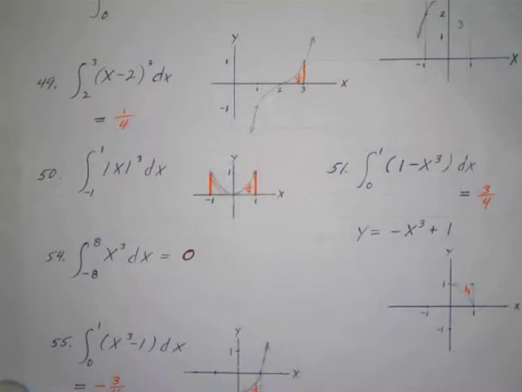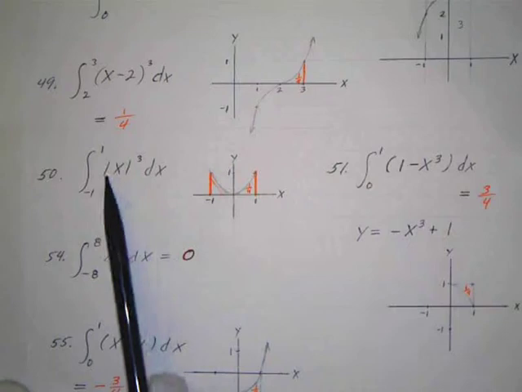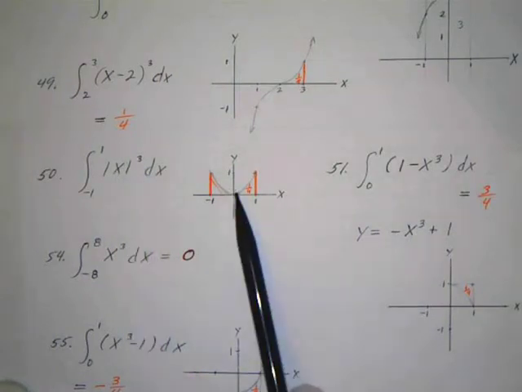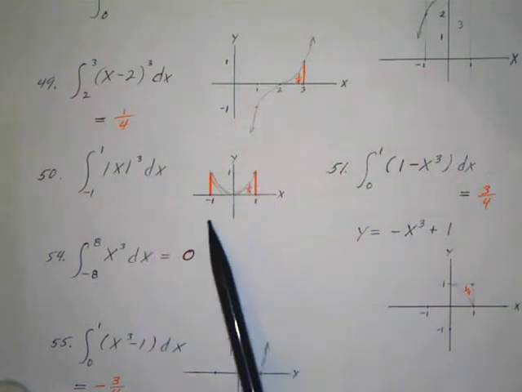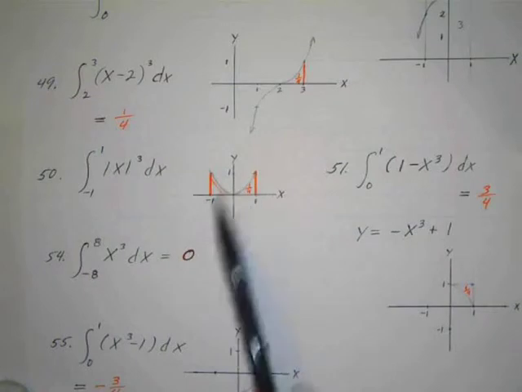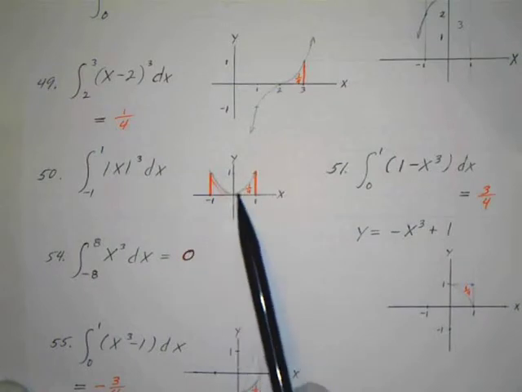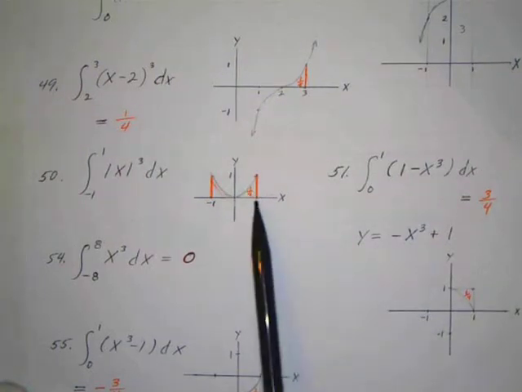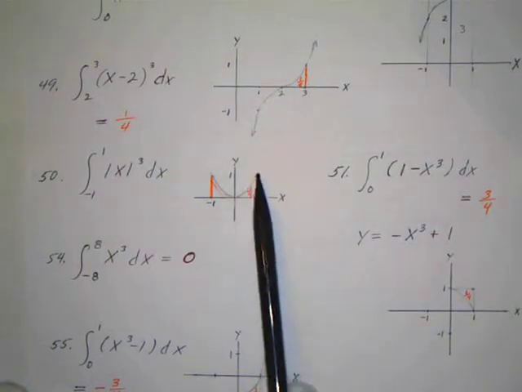Okay, number 50. This one will require probably a little bit more intuition. This is the absolute value of x cubed. Well, x cubed is going to have these values here, right? Normally it will go like this. So these are the vertical values. For 1, it's going to be 1.